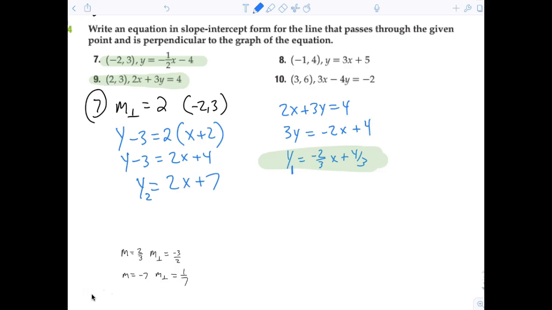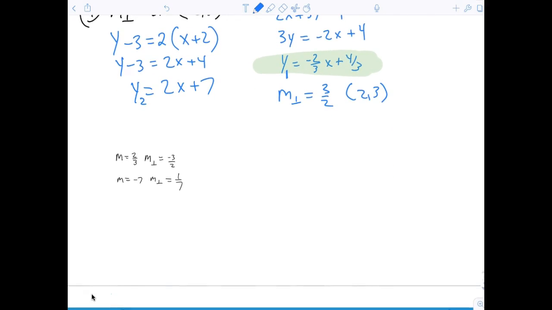Here we go. Listen, now I want someone who's paying attention. I want someone to tell me what the slope of the perpendicular line would be. 3 over 2. Yes, sir. 3 over 2. And we're still going through the point 2, 3, is that correct? Somebody else, give me the equation of the line now.